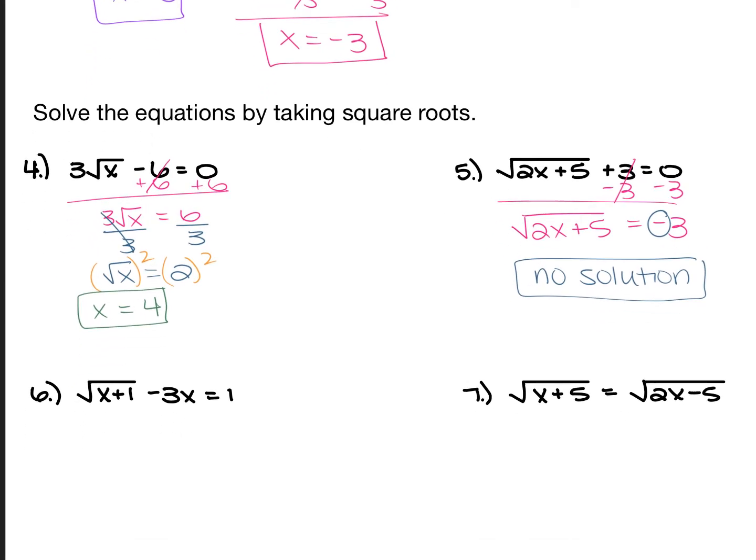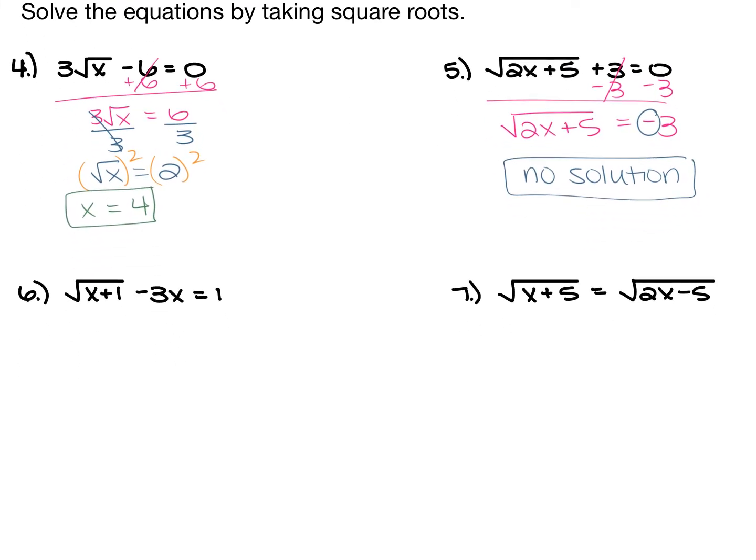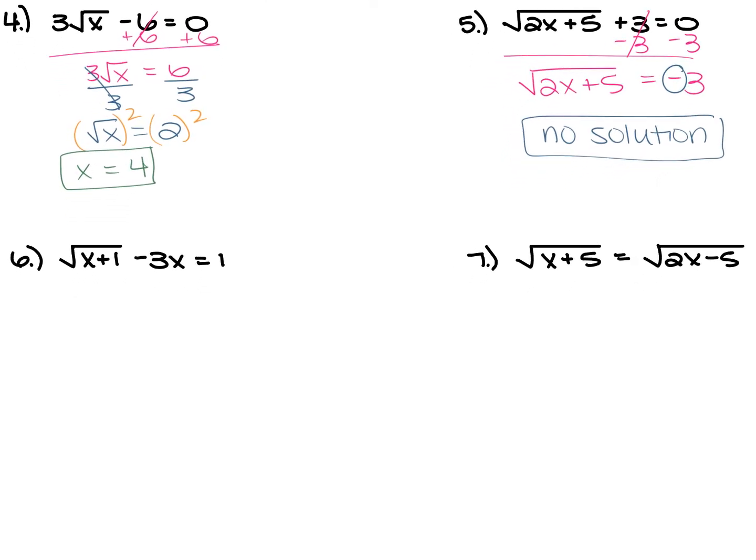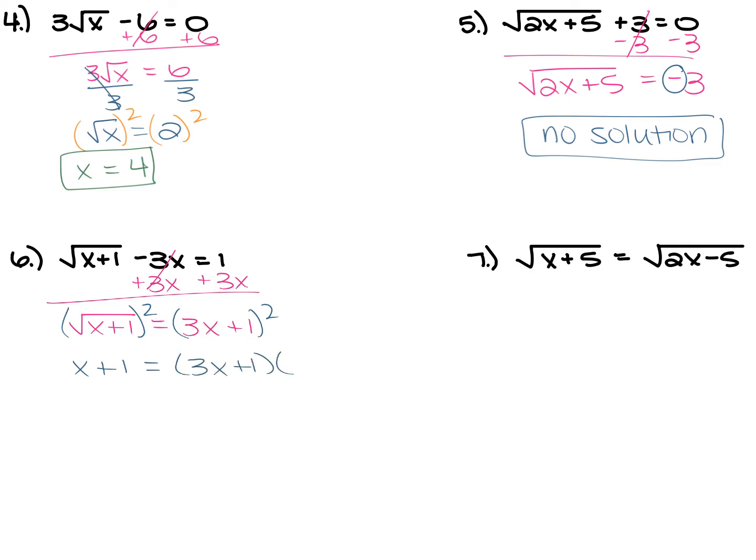For number 6, you have the square root of x plus 1 minus 3x is equal to 1. So for this one, we are going to move the 3x over first. So we'll add it to both sides. This gives us the square root of x plus 1 is equal to 3x plus 1. From here, we're going to square both sides so that we're working with x plus 1 is equal to 3x plus 1 times 3x plus 1.